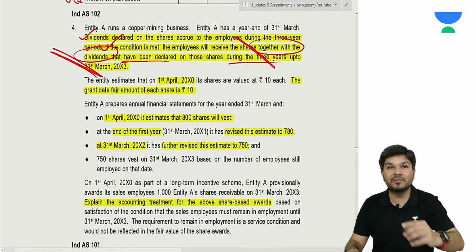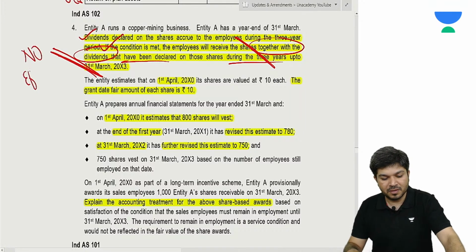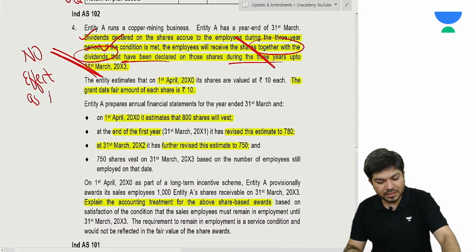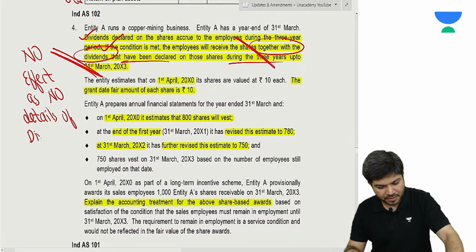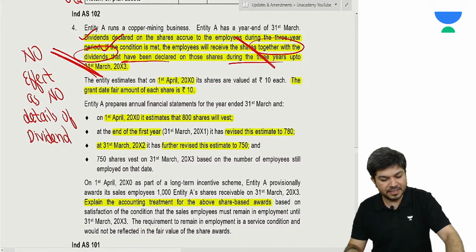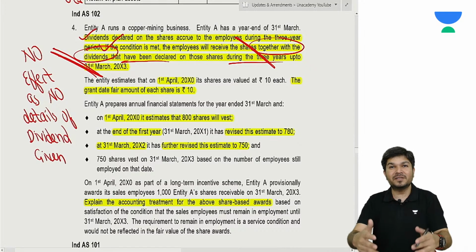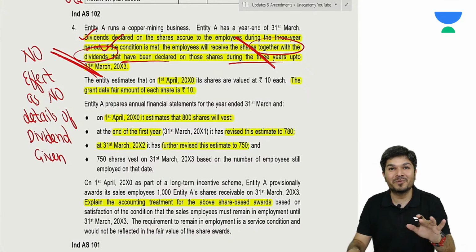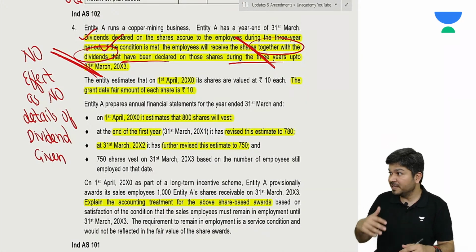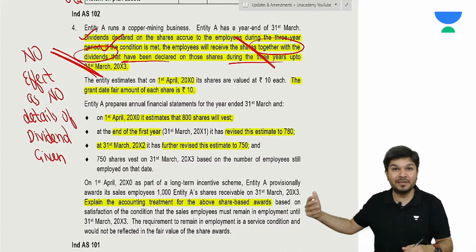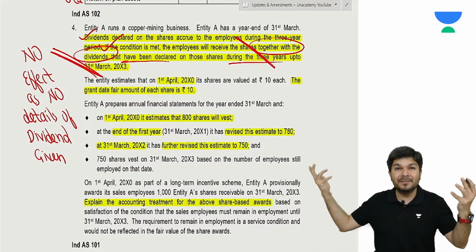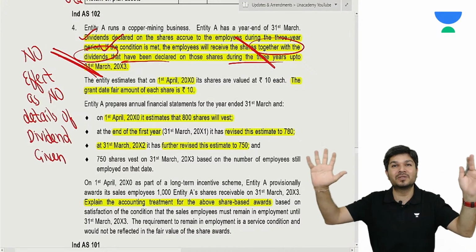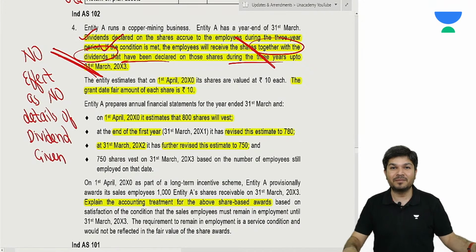So sir, what is the treatment of this? No effect. Why no effect? As no details of dividend are given. They have not given any details of dividend. Are you clear? So it's just a normal question of ESOP, how you are solving it. They said that they'll be getting shares plus whatever dividend was declared in those 3 years, that also they'll get, but dividend detail is not there. That all becomes useless information. Shall I move ahead?